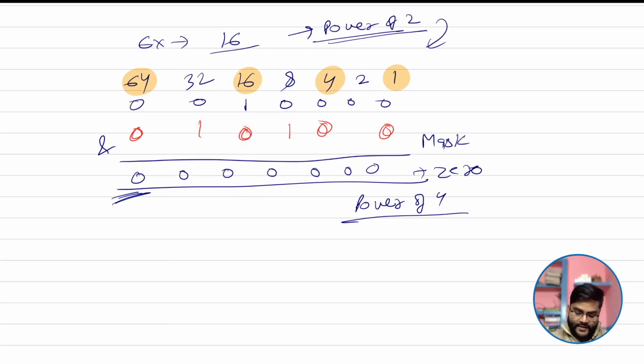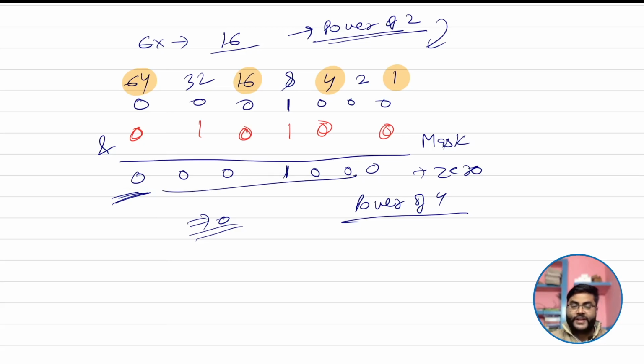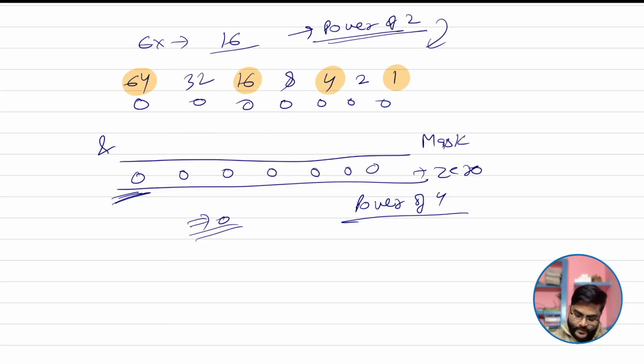Otherwise, if you take 64, it will be 0. Okay, if you take 8, it will be 1 here, so it will be non-zero. So if it is non-zero, it is not a power of 4. So 8 is not a power of 4, right? So that's my idea. Let me write it clearly.